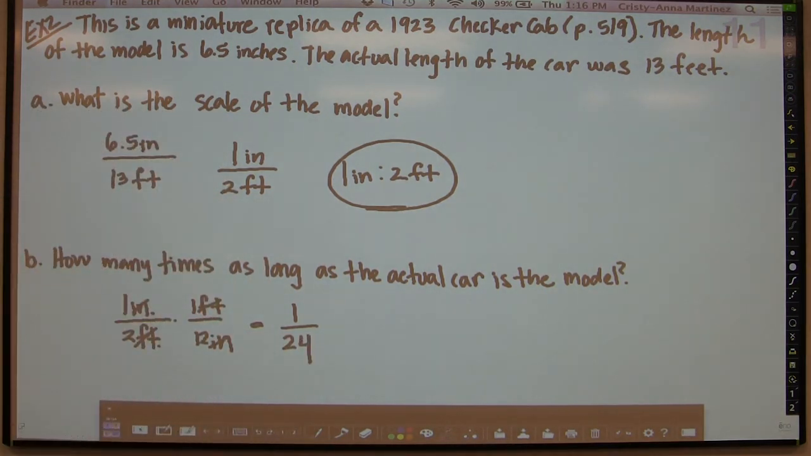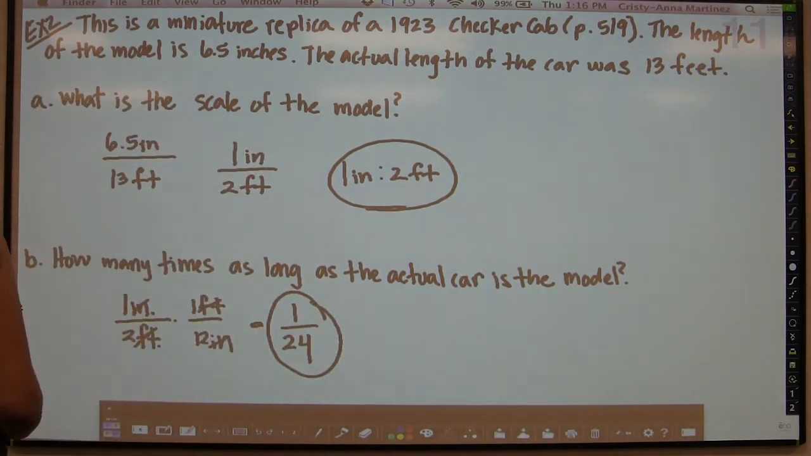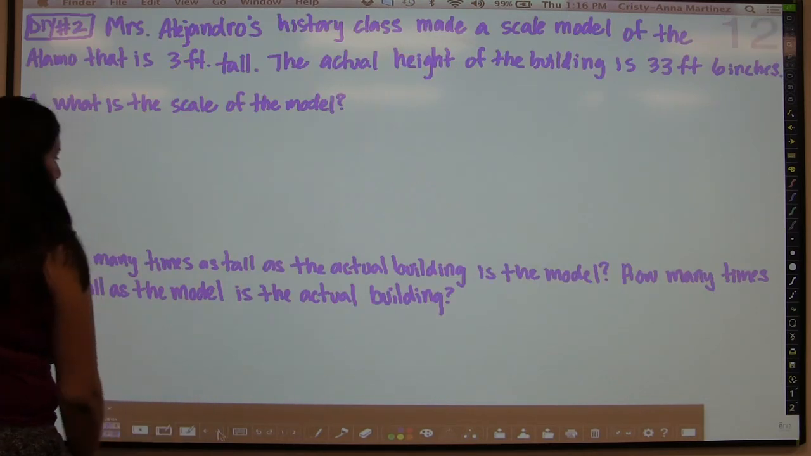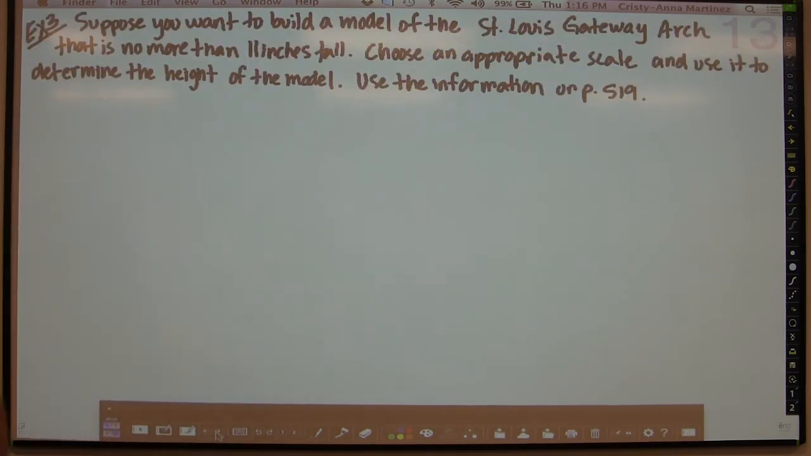So the question was, how many times as long as the actual car is a model? It's 1/24 as long. That is your answer right there, 1/24 as long as the actual, so it's quite smaller. All right, so now you're going to try the same thing with this do-it-yourself question. And then we're going to go to our last example, very short lesson today.